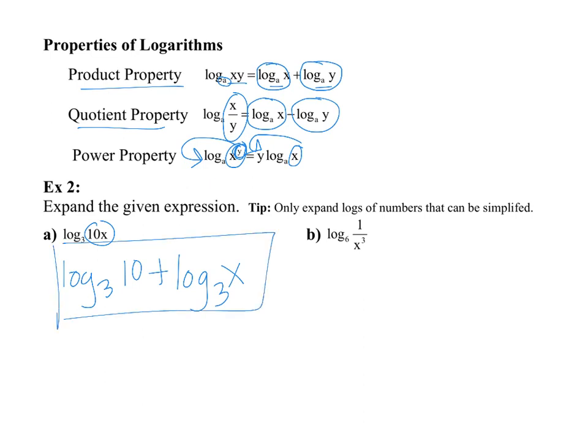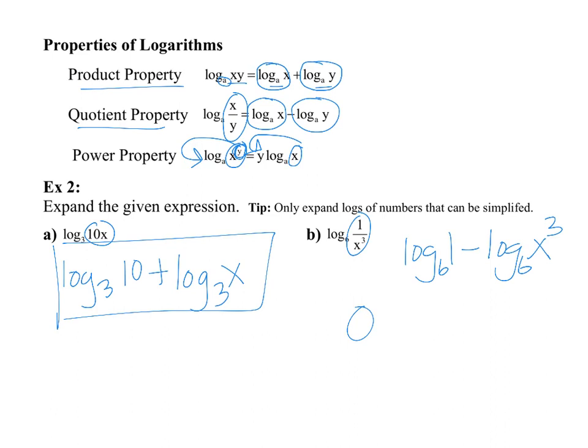Next example, here we have the log of a quotient. So it's going to be log of 1 base 6 minus log x to the third base 6. All right, log of 1 is 0. Okay, learned that property in the previous lesson. Log of 1, regardless of the base, is always 0.